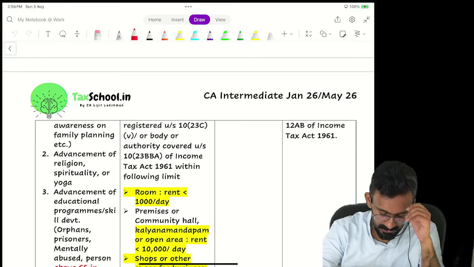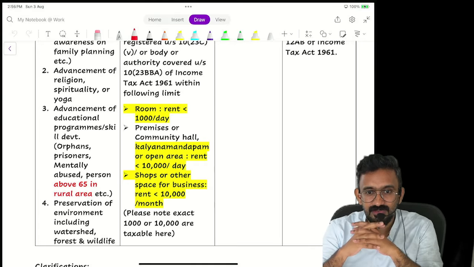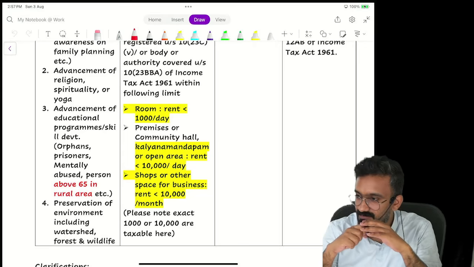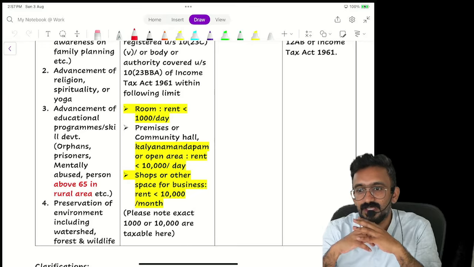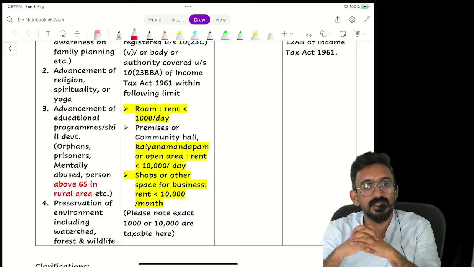Second one is very important. You should underline or highlight that. Advancement of religion, spirituality or yoga. Advancement of religion, spirituality or yoga is also a specified charitable activity. Yoga is a charitable activity.